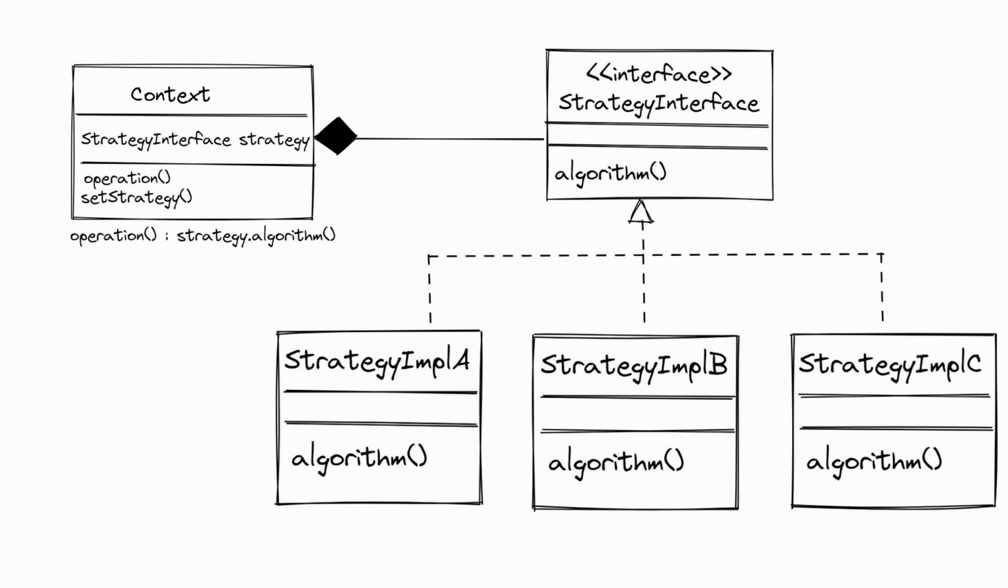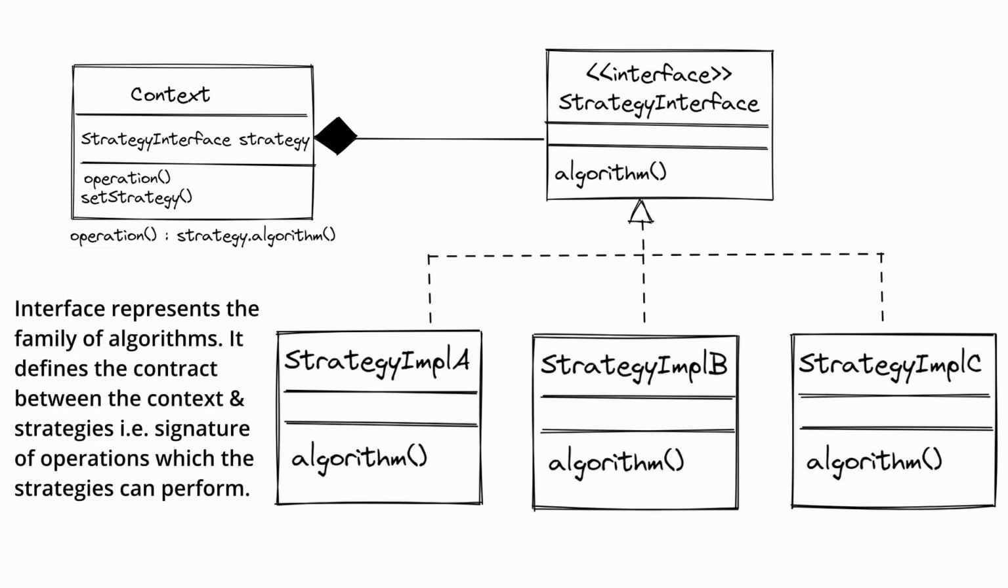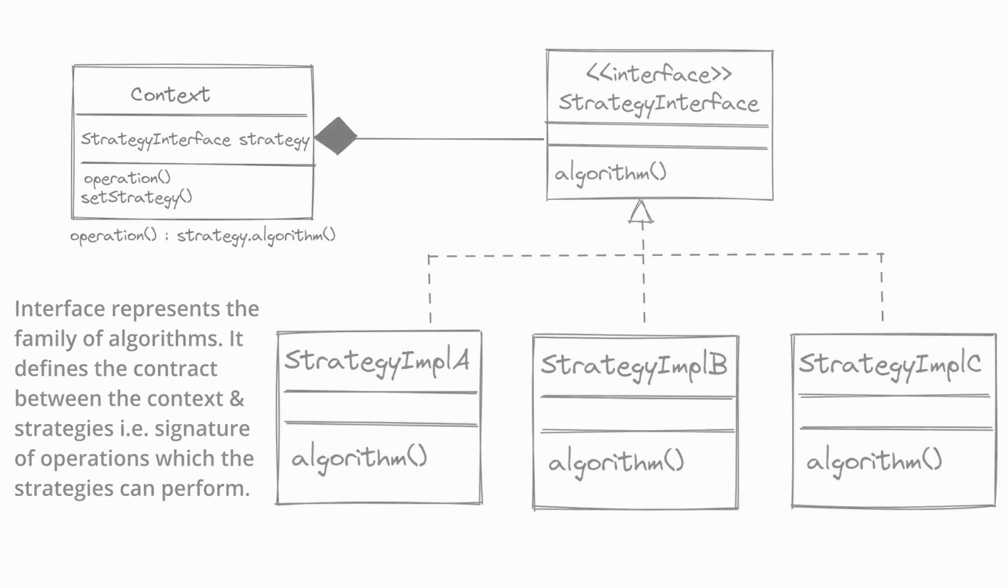the chosen strategy. All the strategies belonging to the same family of algorithms must implement the same interface, and that interface basically defines the contract between the context and the strategies. The interface captures the abstraction the client wants to exercise, and the implementations of that interface are effectively hidden.